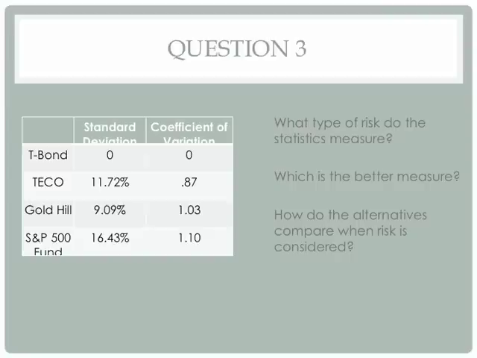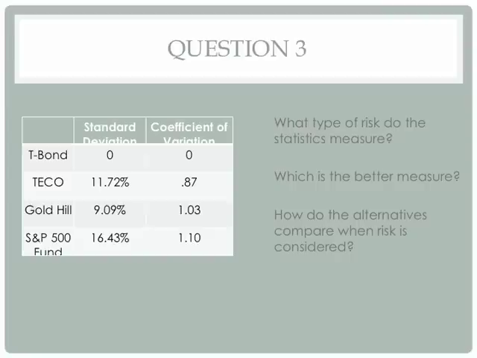The standard deviation measures a portfolio's total risk. The coefficient of variation measures the amount of risk per unit of return. The coefficient of variation is the best measure of total risk because it considers the expected value as well as the risk per unit of return.